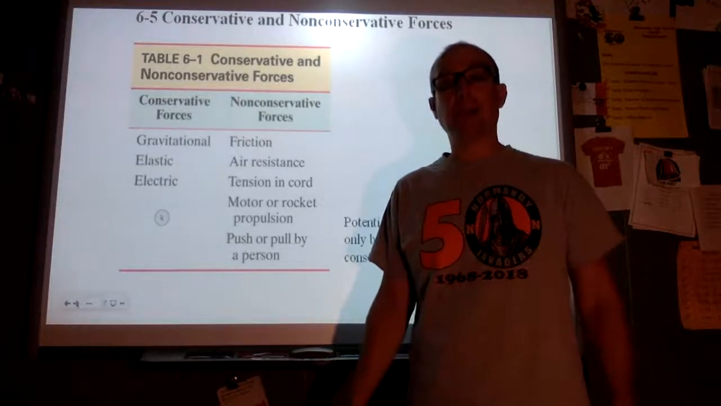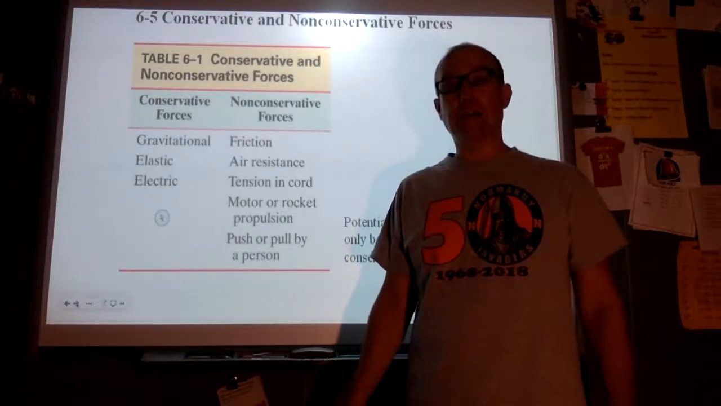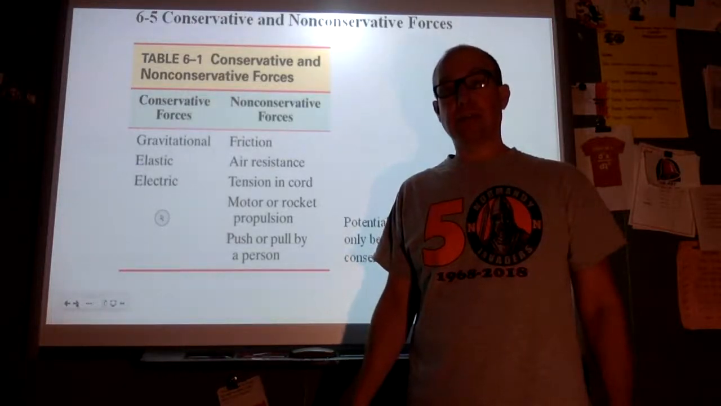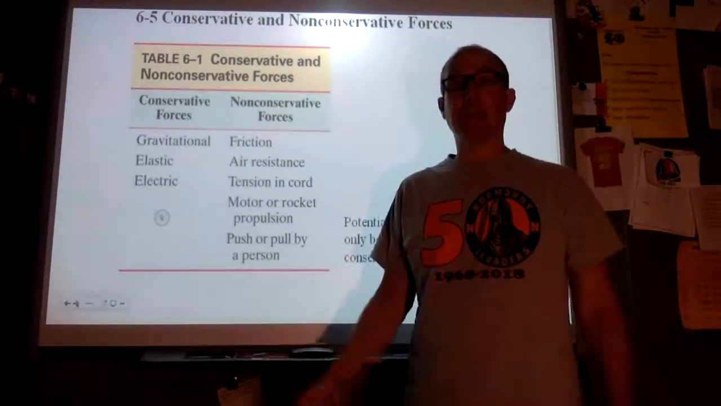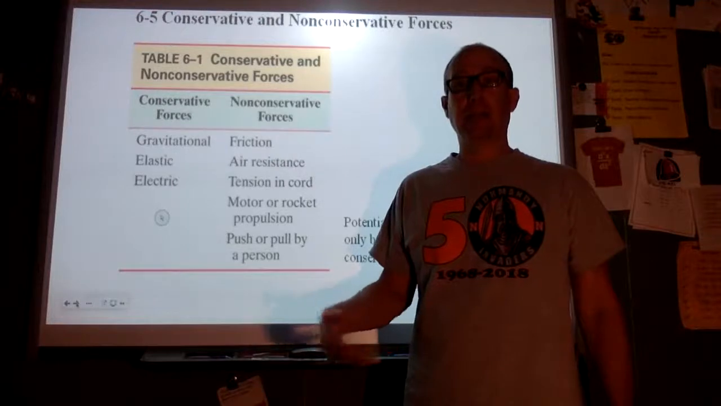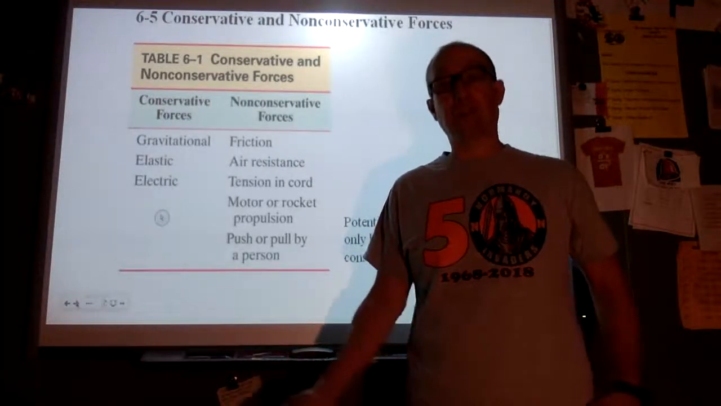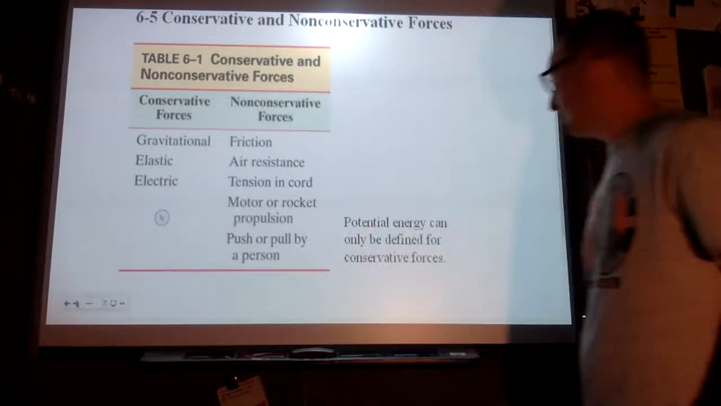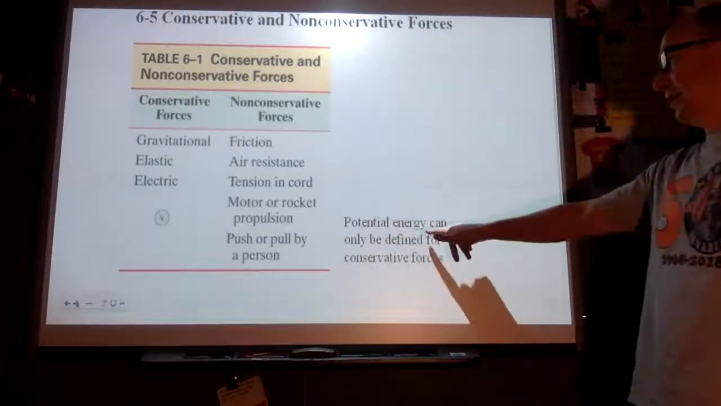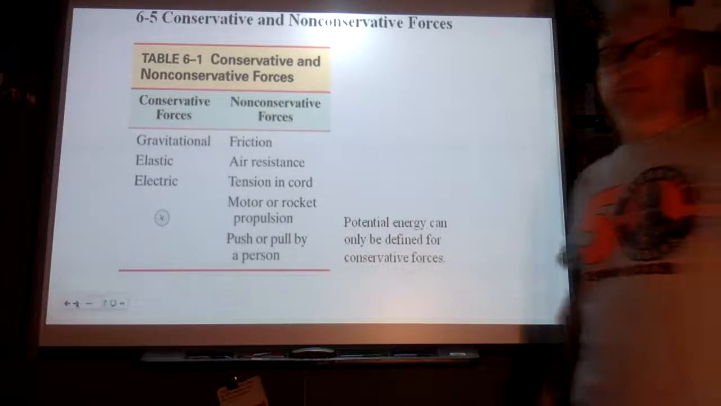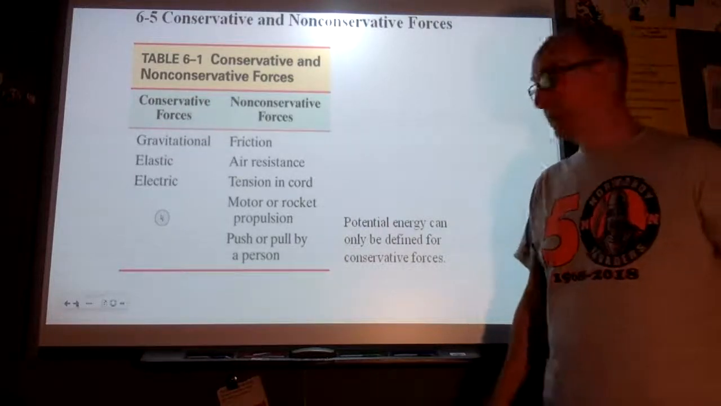Well, in a hybrid car, they use that energy that used to be lost to friction to actually charge batteries. And so instead of doing that, you're using a generator to charge batteries, and you can get that energy back, and you can make your vehicle more efficient. Potential energy can only be described for conservative forces.